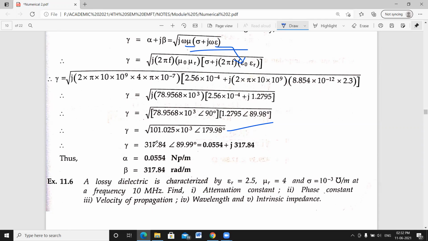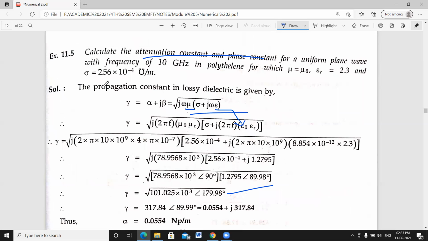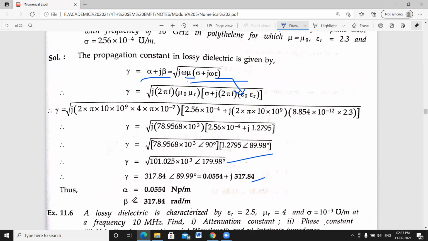Therefore, if I compare this with the equation, I can tell that alpha is going to be 0.0554 Napiers per meter. Then beta is going to be 317.84 radians per meter. So that is the problem.